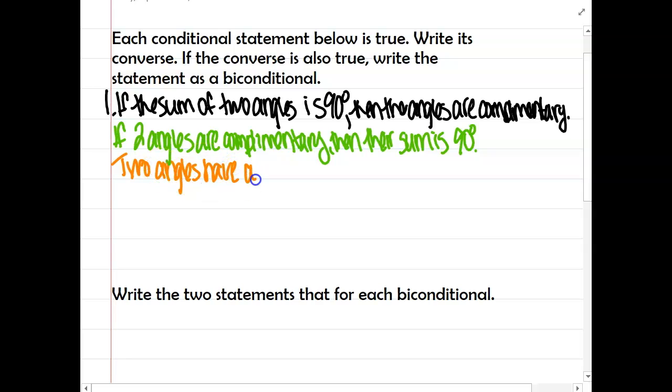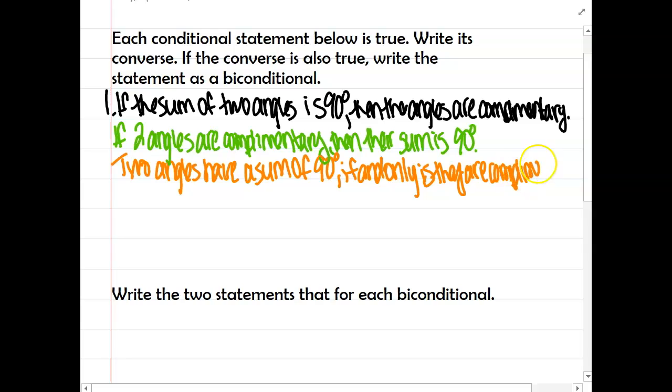Two angles have a sum of 90 degrees if, and only if, they are complementary. Two angles have a sum of 90 degrees if and only if they are complementary. So sometimes you might have to talk through it because you do have to rearrange the words a little bit. Okay?